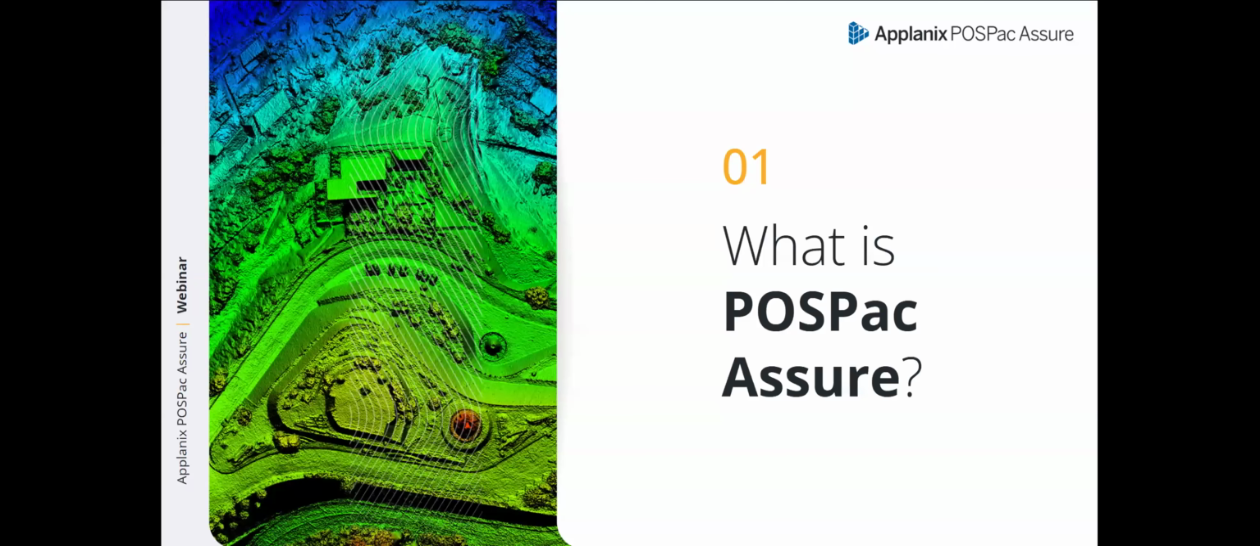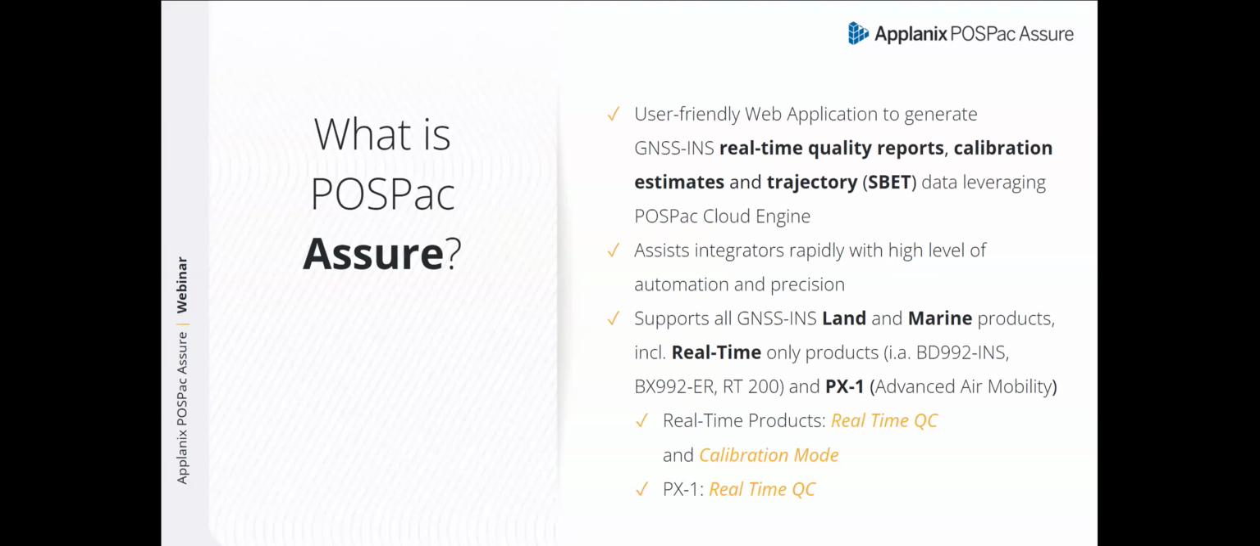Okay, so what is POSPac Assure actually? This is a user-friendly web application to generate GNSS-INS real-time quality reports, calibration estimates, and a trajectory, which is our famous SBET file, the GNSS-INS trajectory. And we are leveraging our POSPac Cloud engine in the backend. So this one shall assist integrators rapidly with a high level of automation and precision.